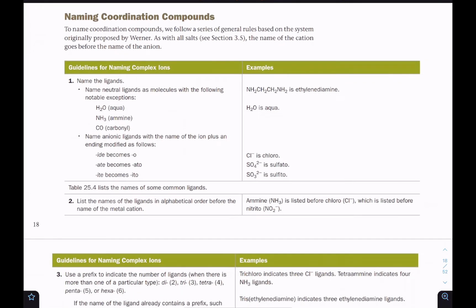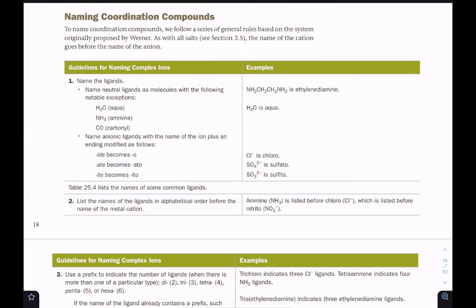Naming coordination compounds is intimidating at first, but they follow the same rules that ionic compounds do, because they are, in a real sense, ionic compounds. They're just very, very long names. So a couple rules to remember.